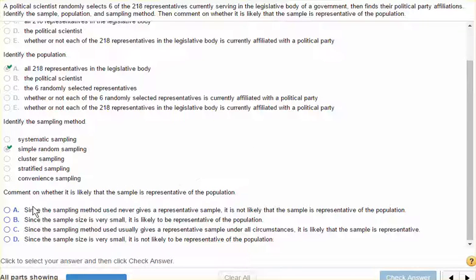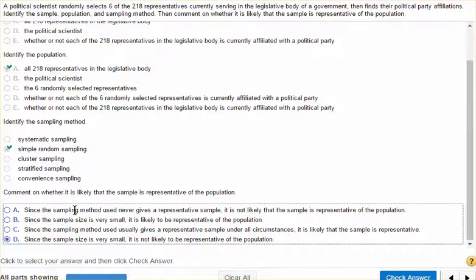Let's talk about comment on whether it is likely that the sample is representative of the population. There's a problem with this survey. We did the random sampling, but it's such a small sample. When we only have 6 of 218, we can't really expect to get much value. So we're going to say, since the sample size is very small, it is not likely to be representative of the population.